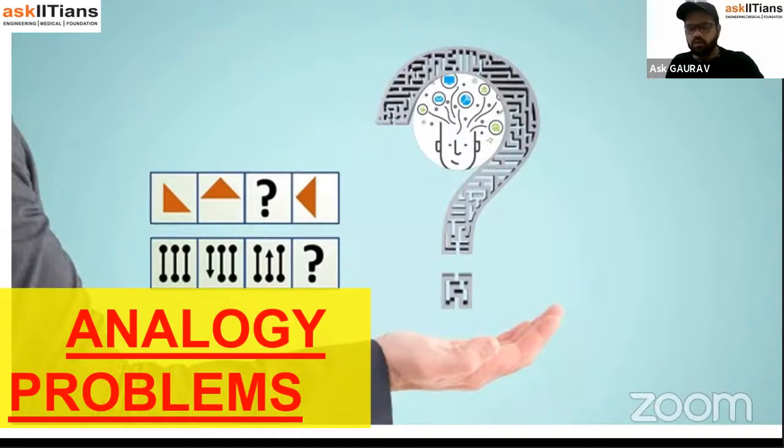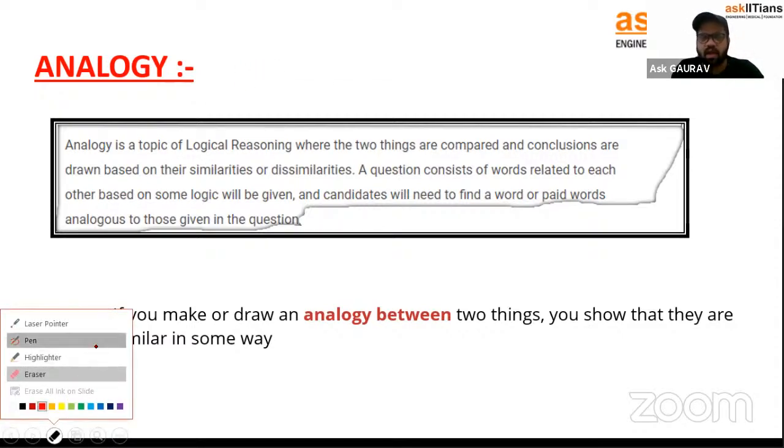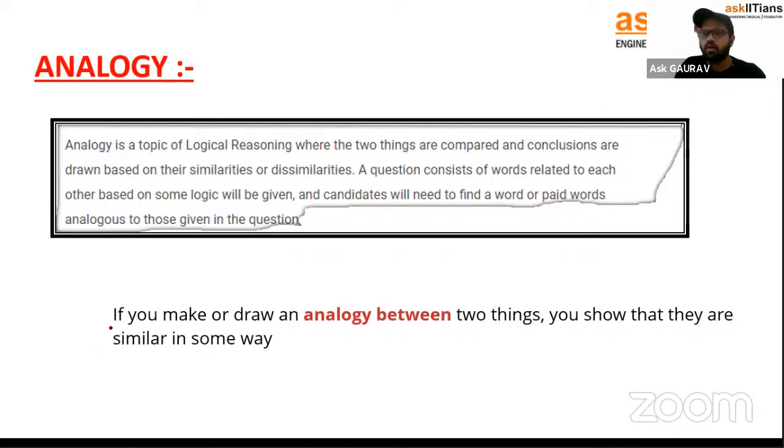So let's have a look. First, let's see what analogy is, right? What is the meaning of analogy? So analogy basically means similarity. Analogy's basic meaning is correspondence or similarity. Like two things will be similar to each other and the question wants you to decide which option is correct with the same similar pattern, right?